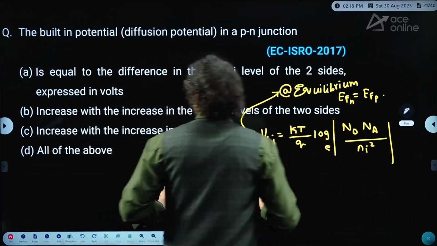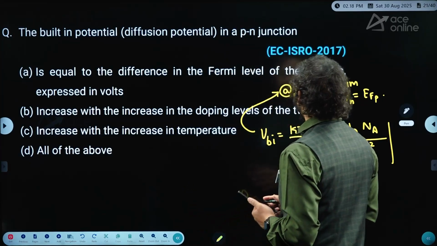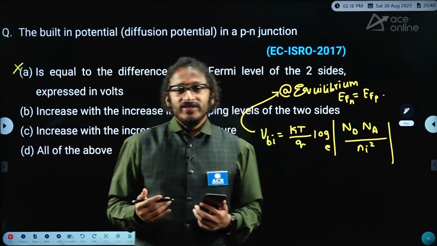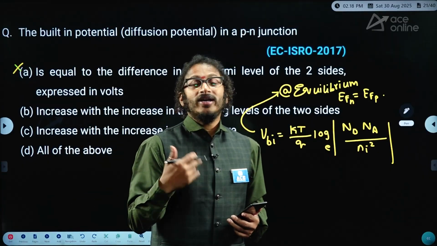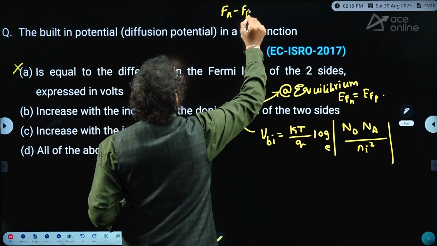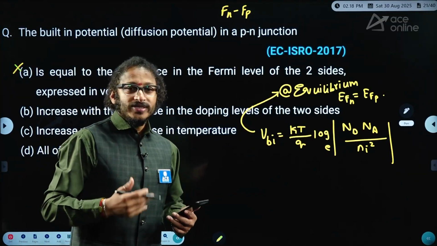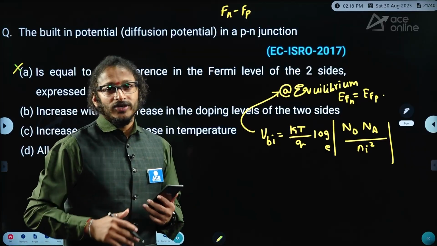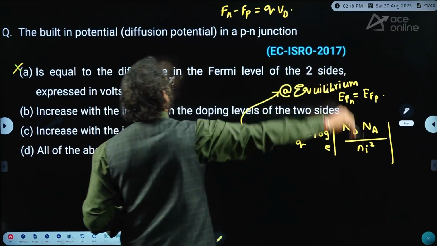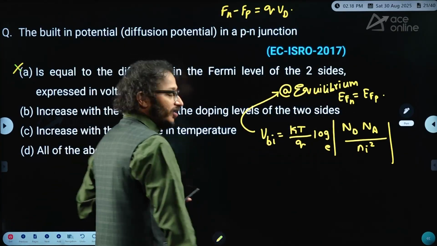Now have a look carefully. Is the built-in potential equal to the difference of Fermi levels? Absolutely wrong. The difference of Fermi levels is nothing but the diode voltage or applied voltage. Fn minus Fp are quasi-Fermi levels. You know that if equilibrium is disturbed, that is called quasi-equilibrium, and the Fermi level is called the quasi-Fermi level. So Fn minus Fp is Q times the diode voltage or applied voltage. It is not a built-in voltage, it is a diode voltage. So option A is wrong.